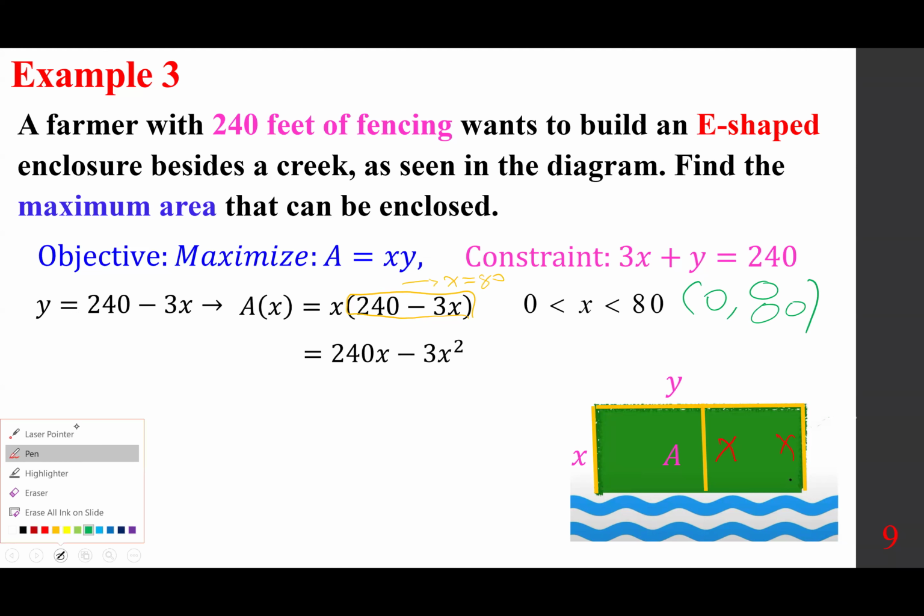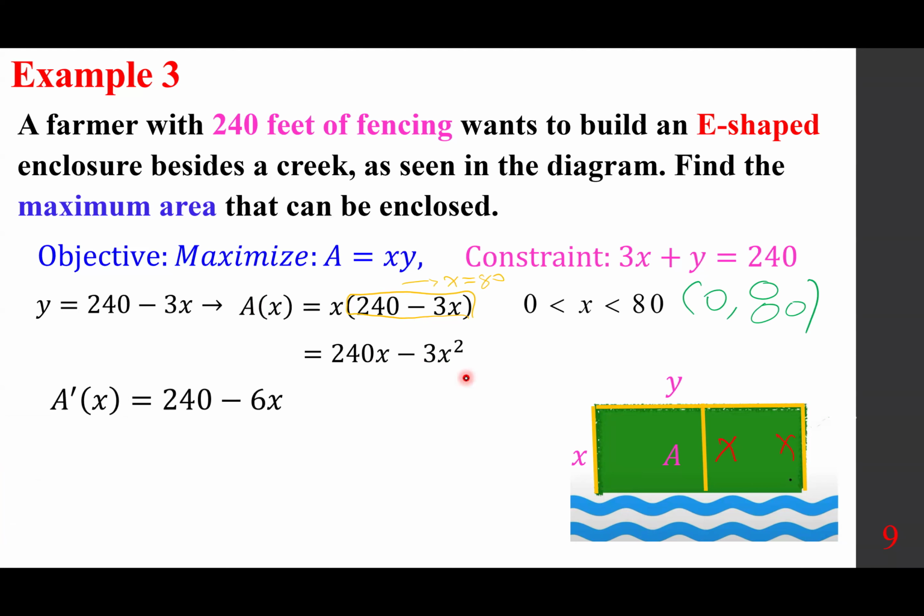We have the function y or f of x or A of x equals 240x minus 3x squared. We are going to differentiate. So A prime of x is 240 minus 6x. To find the critical point, we're going to set this equal to 0 and so x becomes 40. So we have an open interval with one critical point. We can do the first or the second derivative test. We decide to go with the second because it's easier.